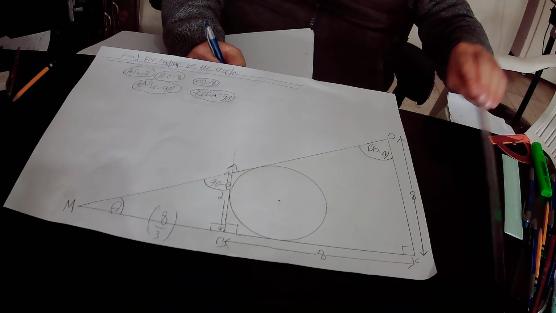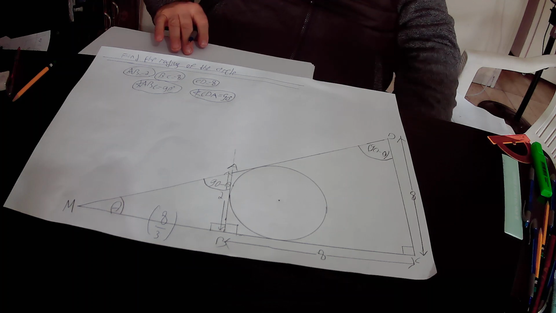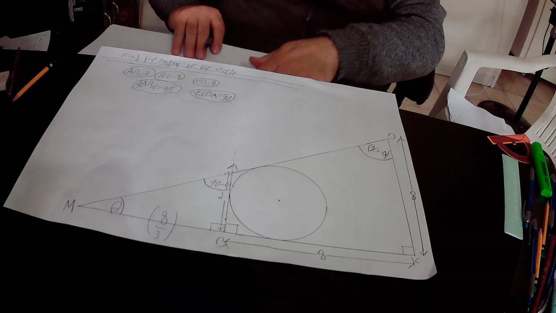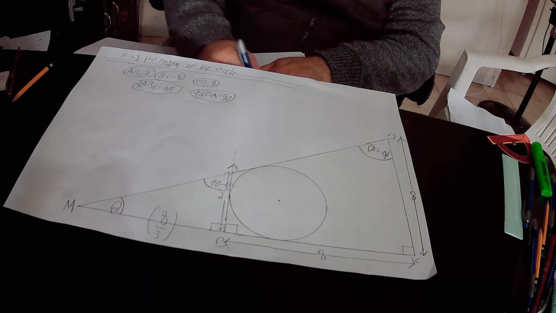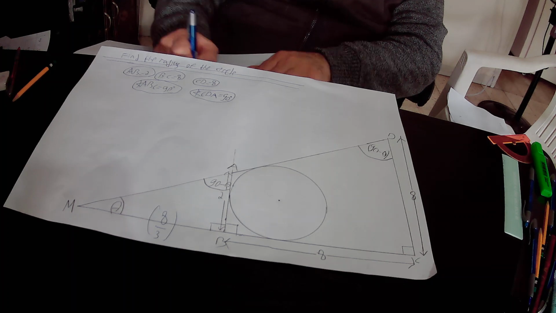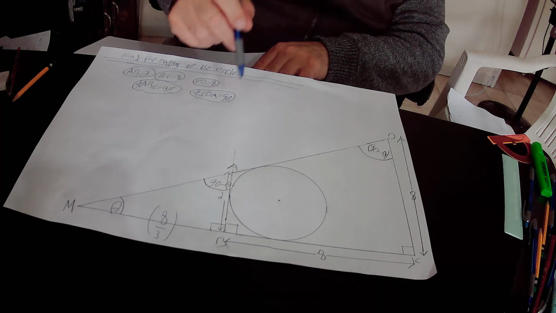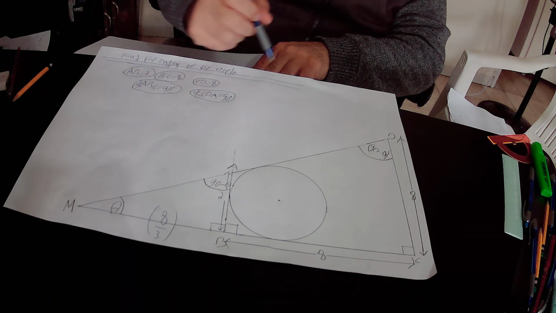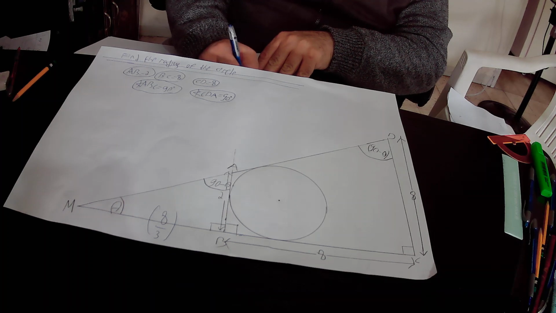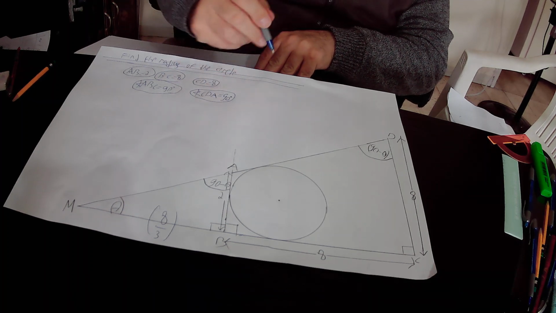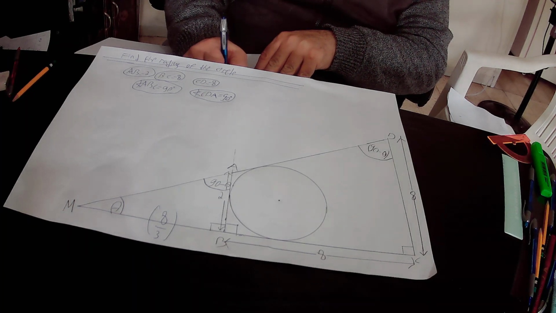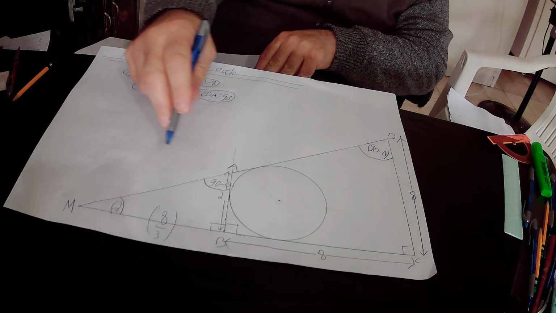According to the Pythagoras theorem, in any right triangle, the square of the hypotenuse equals the sum of the squares of the perpendiculars. The hypotenuse in this right triangle MBA is AM, therefore the square of the hypotenuse is AM squared, and it must be equal to AB squared plus MB squared.